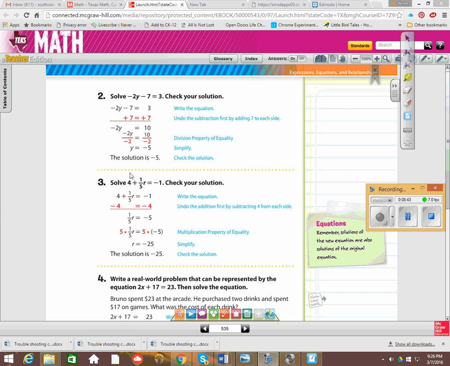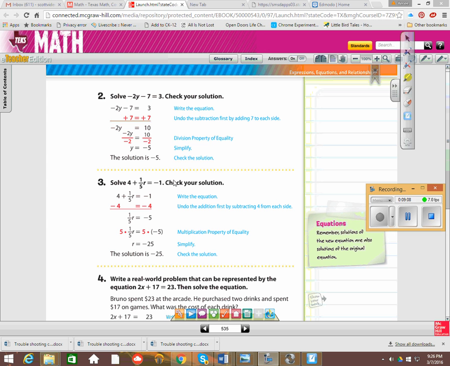We can look at example 2. The same procedure. You can see that 7 is being subtracted. What's the opposite of subtraction? Addition. So we're adding 7 to both sides. And we see we must divide by a negative 2 because we want the y to be positive. So the solution is negative 5.